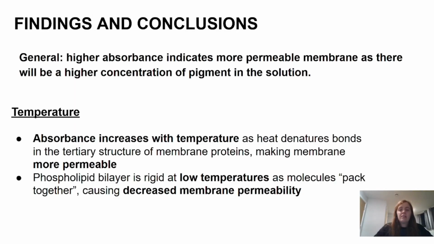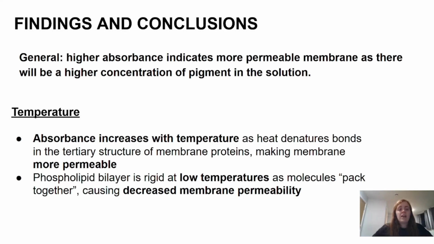So the general findings and conclusions from this practical then. A higher absorbance indicates a more permeable membrane, because there will be a higher concentration of pigment in the solution. If there's a higher concentration of pigment, less light can pass through, so it will be absorbing more light instead of just letting it through. So higher absorbance indicates a more permeable membrane, as there will be a higher concentration of pigment in the solution.